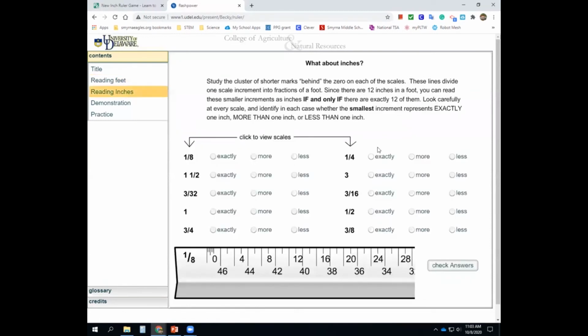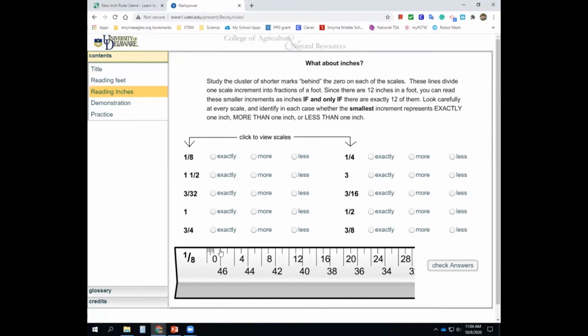Reading inches. All right, this gets a little bit trickier. Study the cluster of shorter marks. So after the 0, or before the 0, however you're looking at it, there are shorter marks. And so we have to figure out what those divide into. So these lines divide one scale increment into fractions of a foot. So one scale from here to here is 1 foot. We need to figure out what each of these little ones are.